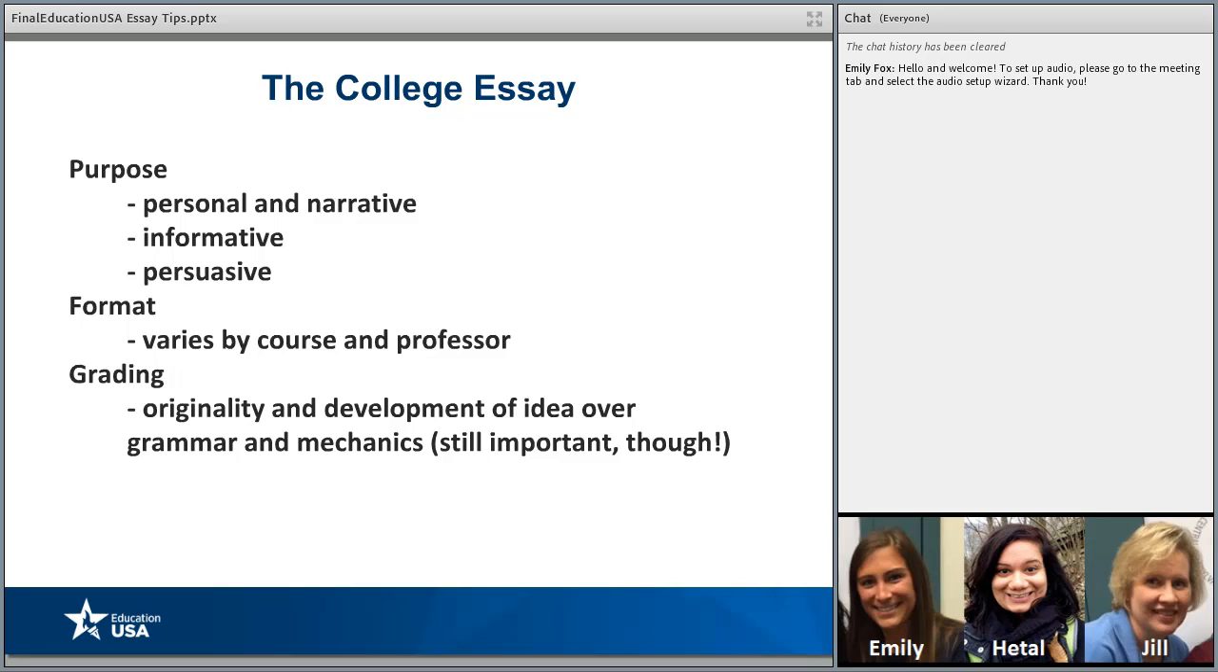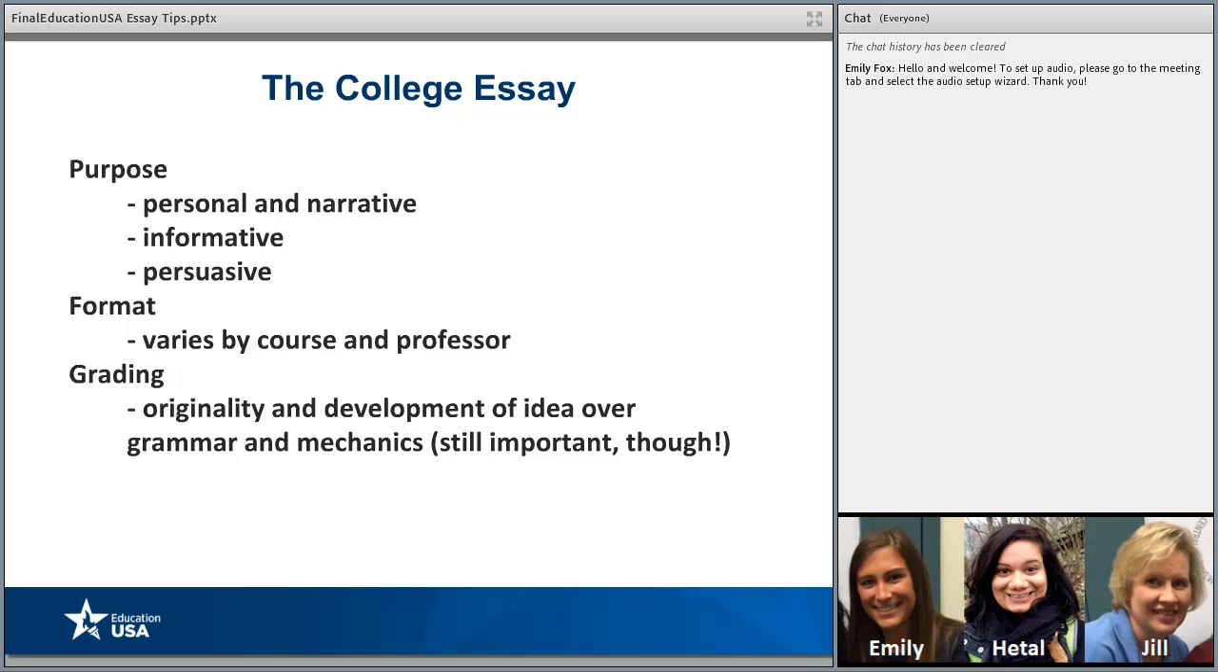So starting with a really interesting and unique idea, and being able to present that clearly, is really weighted much more heavily than something like grammar or sentence structure. And I think a lot of students are surprised by that. But when you're in college, you're there to develop your ideas, strengthen your ideas, learn new things. And the idea of the essay is to share that. So originality is super important.